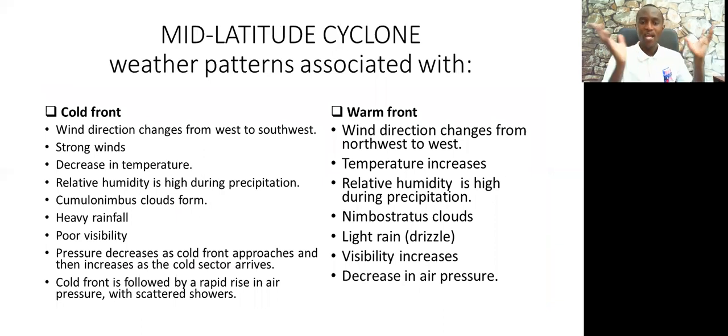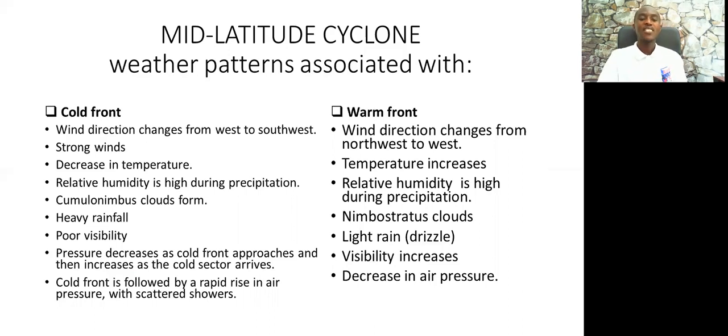Now let's see the weather patterns associated with the cold and warm front. Here, the cold front, remember what I said, wind direction changes from west to south, and it's carried by strong winds. Cold front, strong winds, decrease in temperature because of the cold air. Relative humidity is high during precipitation because of moisture. Cumulonimbus clouds form. Why? Because of the warm air that is lifted up. Then you also have rainfall. Rainfall from where? From cumulonimbus clouds. Then poor visibility. If you have heavy rainfall, you won't see clearly.